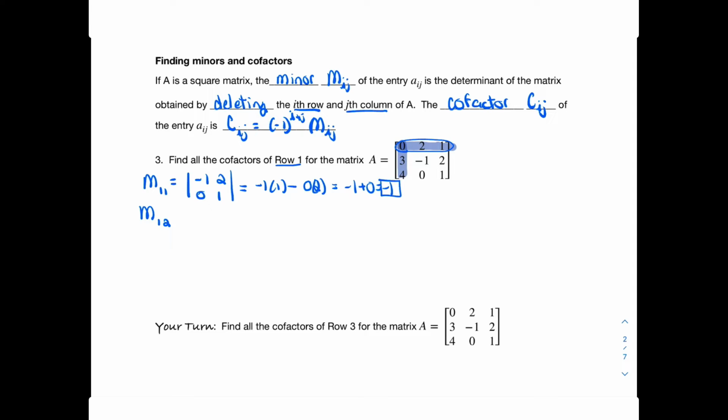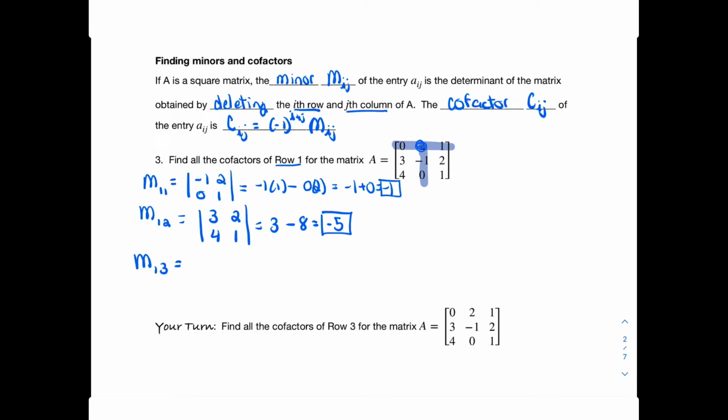Now the minor for my first row, second entry. So I'm focusing on this 2 here. I need to delete every entry in that row and column. So I want to find the determinant of 3, 2, 4, 1. And again, it's a 2 by 2. So product of diagonals down minus diagonals up gives me a negative 5. So that's my minor for row 1, column 2.